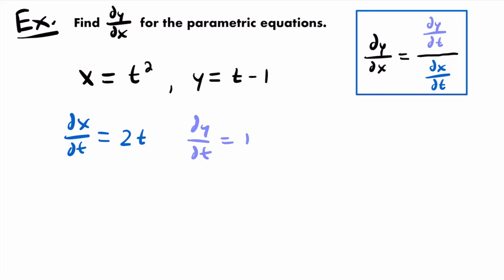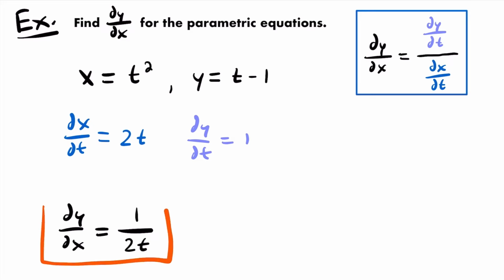Alright, and so now we have dx dt and dy dt, so now we can build dy dx, or find that parametric derivative for these parametric equations. And so we'll have dy dx is equal to dy dt, which is 1. So we'll have 1 divided by dx dt, which is 2t. So we'll divide by 2t. And that right there is the parametric derivative dy dx for this set of parametric equations. Let's take a look at another example.